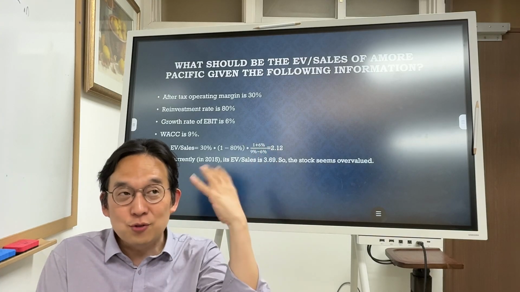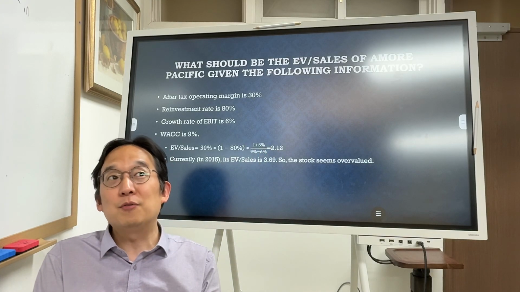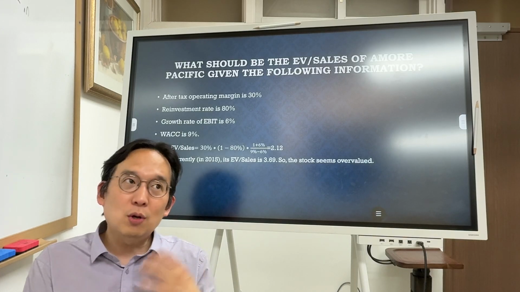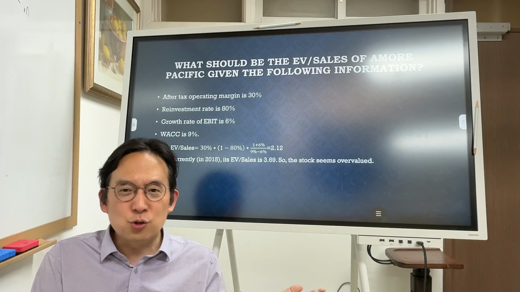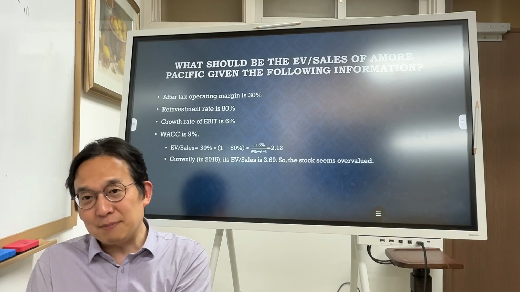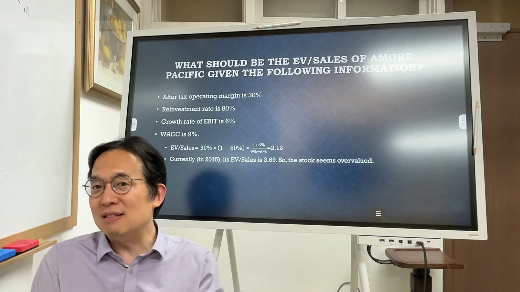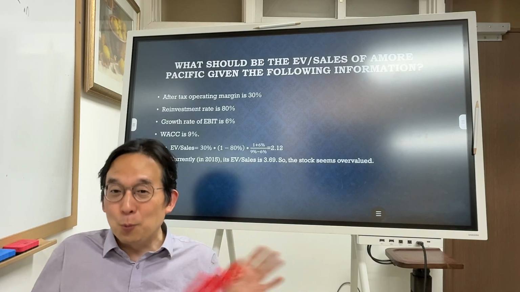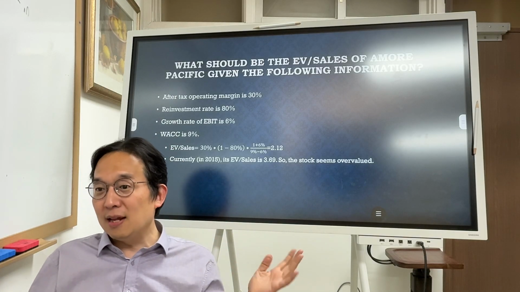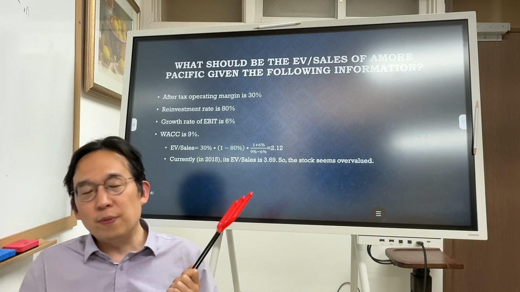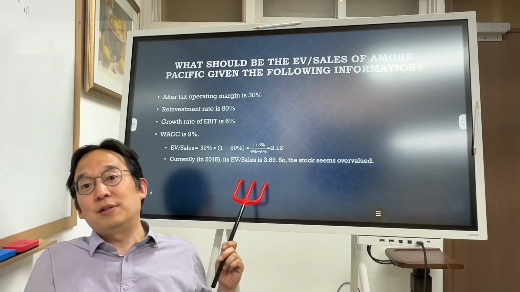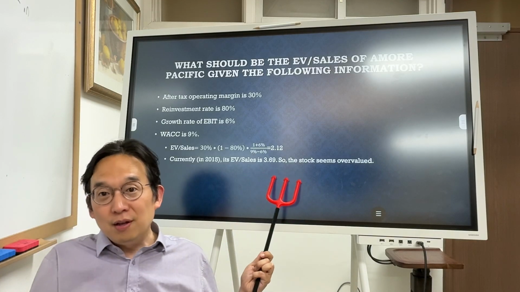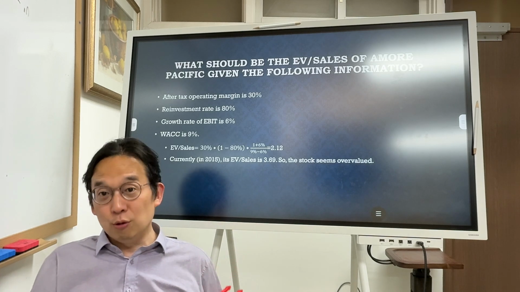Now what? You have the EV to sales ratio based on the current market cap, based on the stock price you observe, and then the number of shares outstanding, and the market value of debt. Of course, book value of debt is assumed to be the same as the market value of debt because market value of debt is not really observable, not really traded openly, right? So that's that. Based on it, let's assume that you found out the current EV to sales ratio is 3.7.